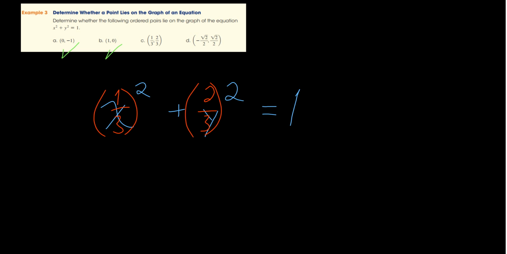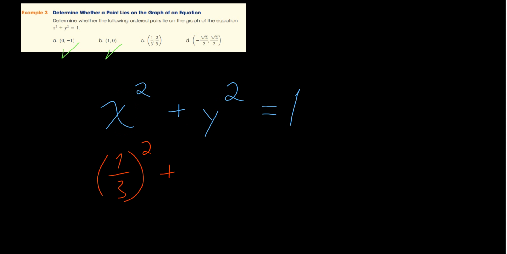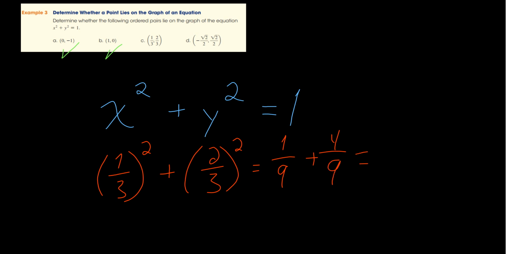Right. So our math might be a little fuzzy here, so let's actually go ahead and rewrite this. We'll do 1/3 squared plus 2/3 squared. We're going to be using our laws of exponents here. So 1/3 squared, if you recall, we square the numerator and we also square the denominator. So this becomes 1/9 plus, I square the numerator, which is 4, and I square the denominator, which is 9. So 1/9 plus 4/9, that's 5/9, right? Which is not equal to 1. So C is not a solution to this equation.